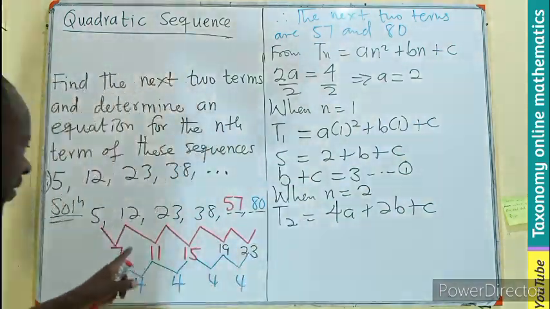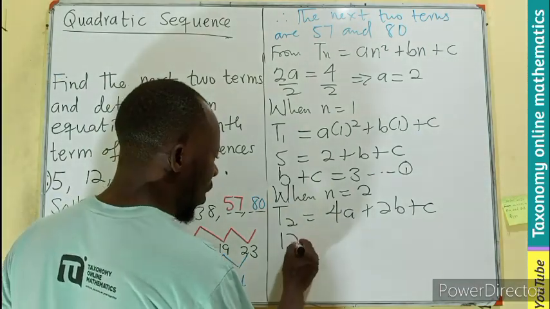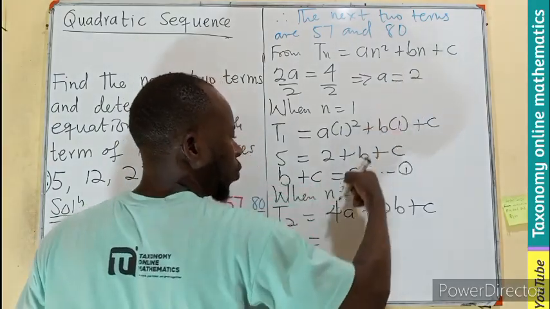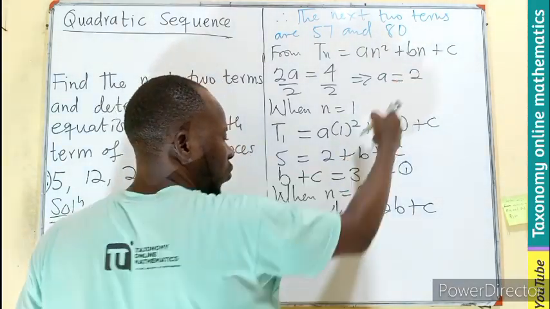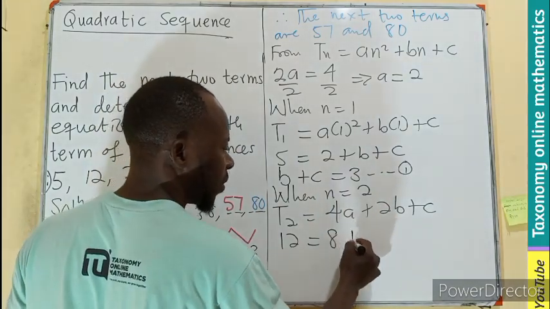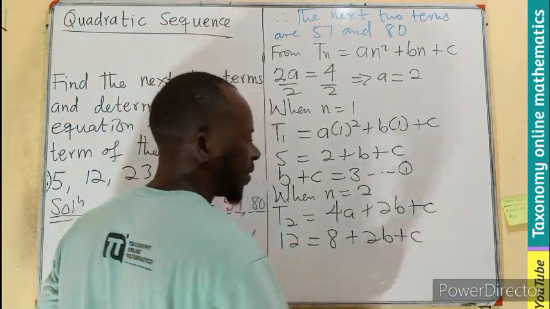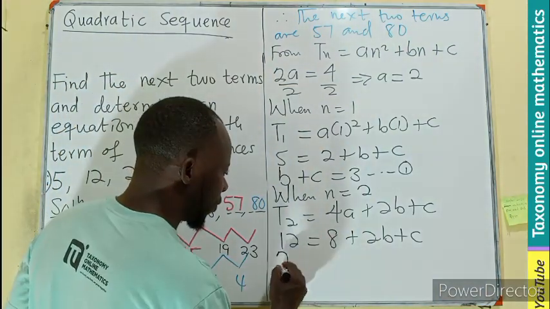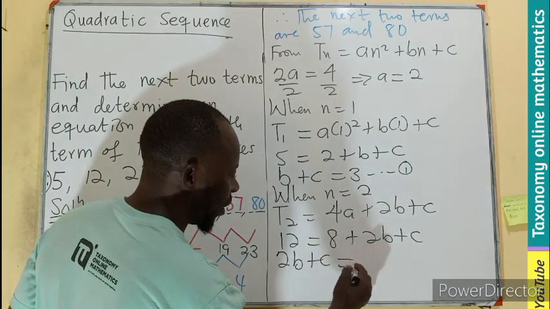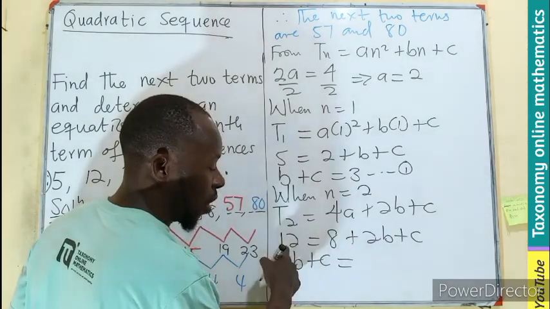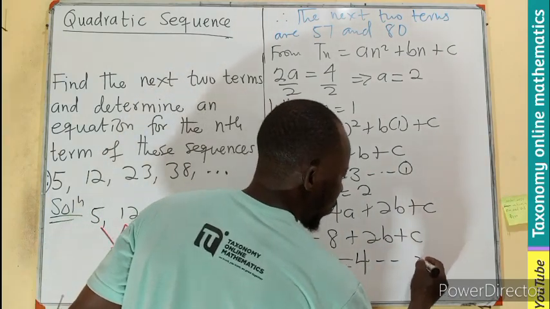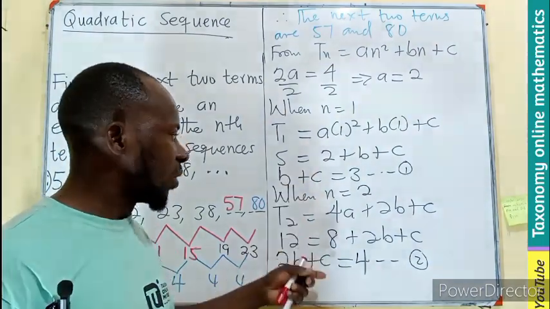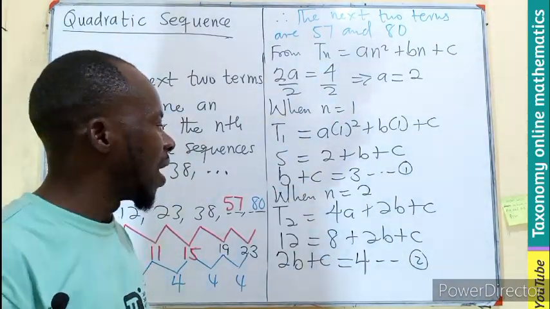And the second term from the sequence is 12. So 12 is equal to 4A plus 2B plus C. And what is our A? 2. So A is going to be 2, giving rise to 8 plus 2B plus C. And this can also come here. Therefore, we are left with 2B plus C equals 8 from 12 will give us 4. Equation 2. So we'll be solving the first two equations simultaneously in order to arrive at our general term.